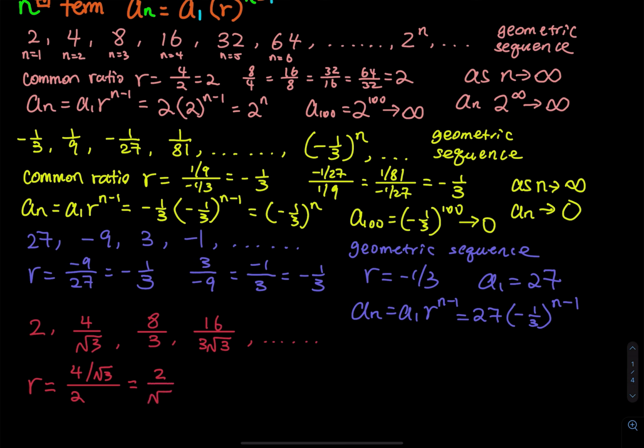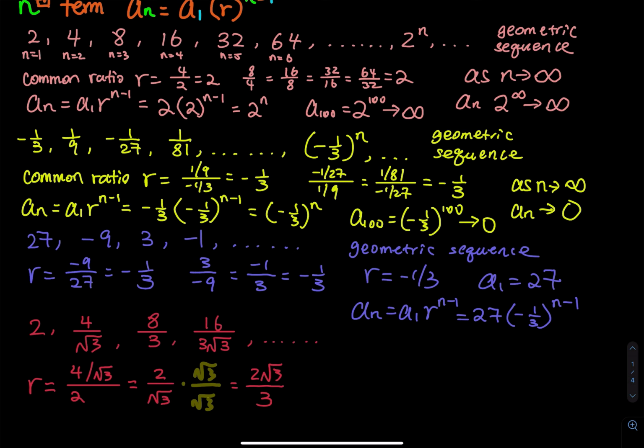2 over square root of 3. Okay, this one, sometimes you have to rationalize. Rationalize means no square root in the denominator. You do that by multiplying top and bottom by square root of 3. Keep both, right? So this is 2 times root 3 divided by 3. You have to rationalize.